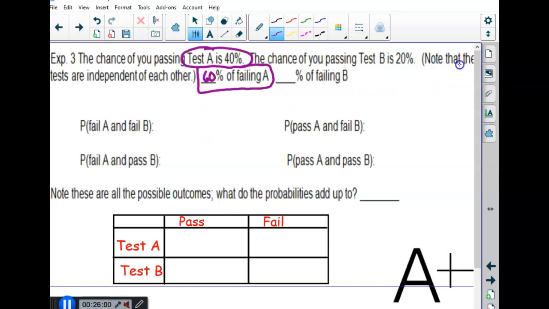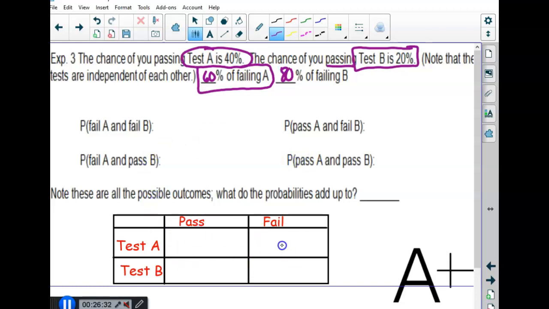It says here, note the tests are independent of each other. So one's a math test and one's a history test, totally separate, okay? The chance that you pass Test B, we'll call this your biology test, how's that? So we have an accounting test and a biology test, A and B. The chance you pass your biology test is 20%. The chance you fail your biology test would then be 80%. Everybody with us? Okay. What do we do?